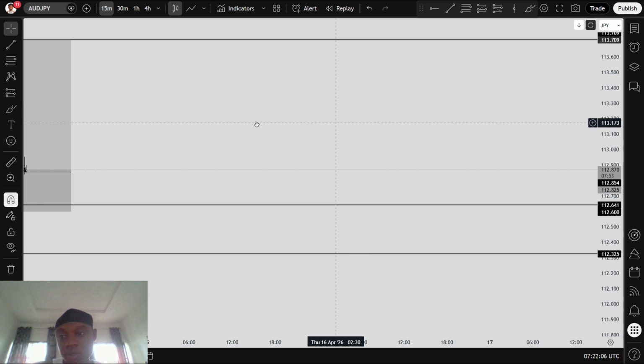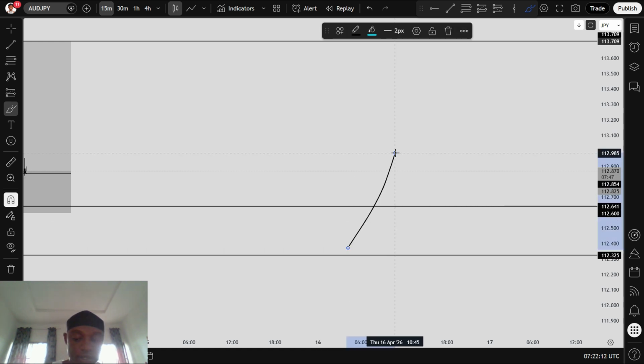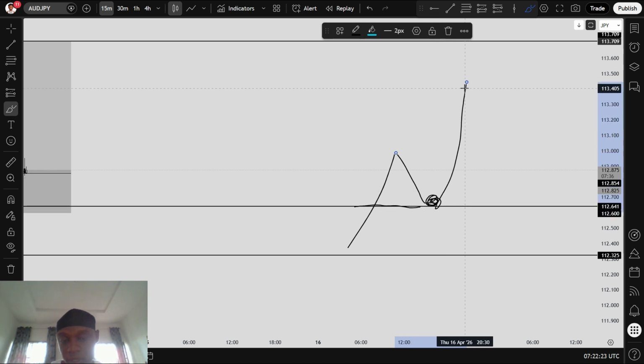You understand? So basically what I look for in the chart, I wait for price to break across. If I'm trying to catch a bullish movement, I wait for price to break across a resistance and come back to retest it as support. Then I'll look for a continuation entry to the upside, to the next level.